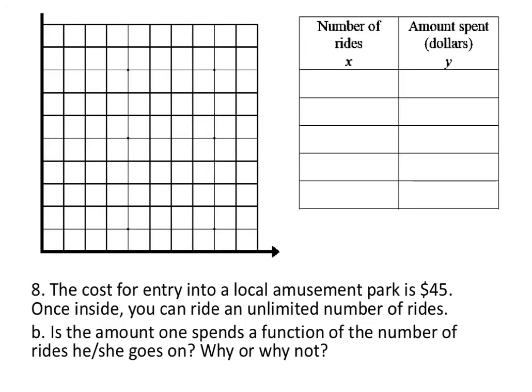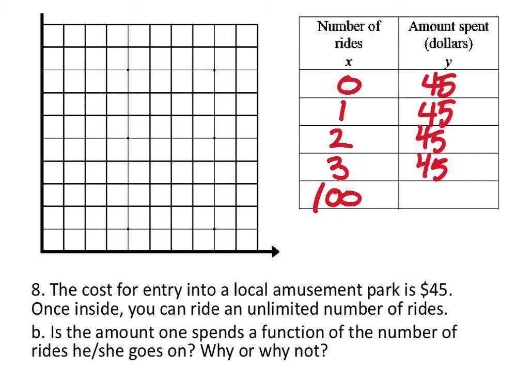So the cost for entry into a local amusement park is $45. Once inside, you can ride an unlimited number of rides. So they've already started the table for us, labeling the x and y's. And we know if you go on 0 rides, let's say you just go in the amusement park, no rides, boom, $45, right? But if you go on 1 ride, boom, $45. Because it doesn't matter how many rides you go on, it's still going to be $45 just to get in, right? So 2 rides, $45. 3 rides, $45. And yeah, you can take it extreme, like if you like to get sick on those amusement parks. You go on 100 rides, boom, still going to cost you $45 to get sick, okay?